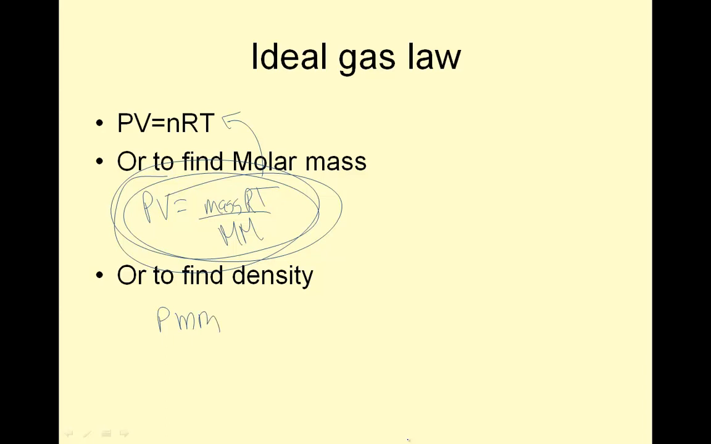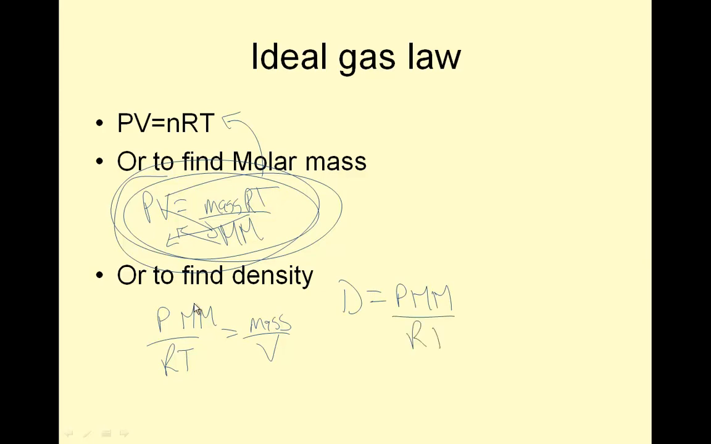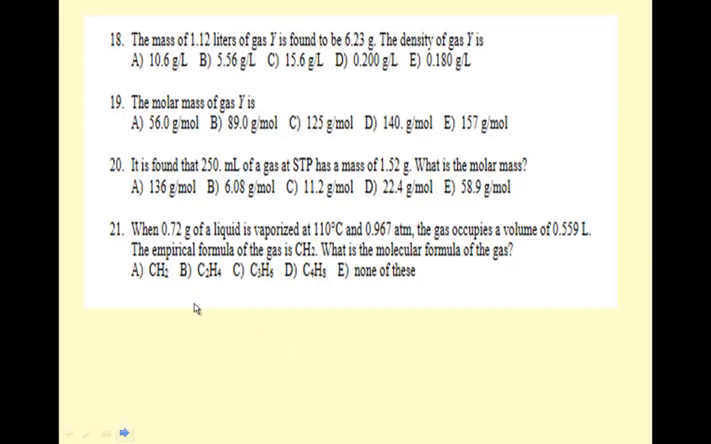I better write that better. Through cross multiplication, PM over RT equals mass over volume. V moves down, molar mass moves up, this moves down. Mass over volume equals density. So density equals PM over RT. I'm not going to do all these problems, I'm going to do a couple of them.